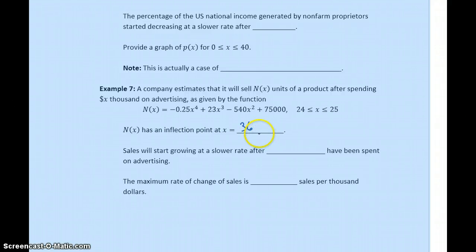But what we have is inflection points at 36 and 10. 10 we can throw out because the domain is from 24 to 45, meaning after $36,000 have been spent, our sales will start growing at a slower rate. Then evaluating the first derivative at 36 gave us this result of 3,888. So our maximum rate of change of sales is 3,888 sales per $1,000.